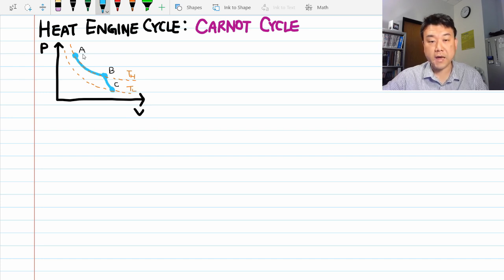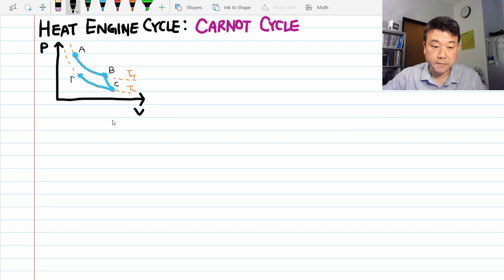After this, the gas undergoes isothermal compression, reaching point D. And D is exactly the right point where if the gas undergoes further adiabatic compression, then it'll reach point A, completing the cycle. So that's the Carnot cycle.